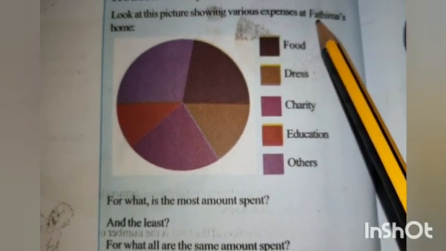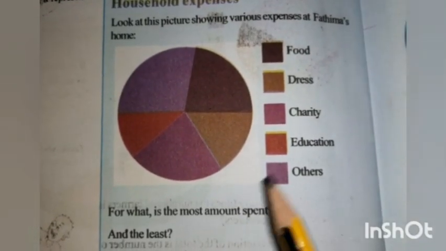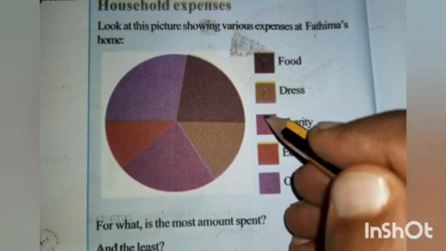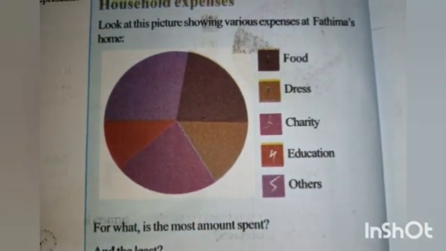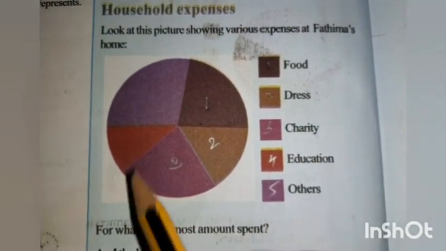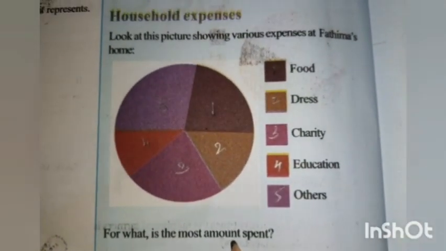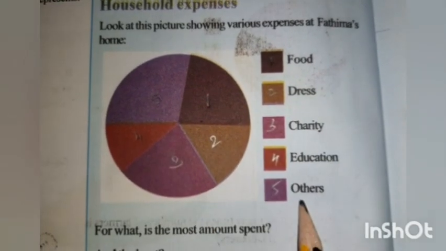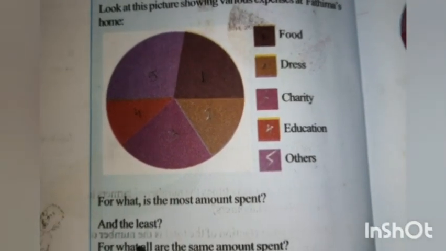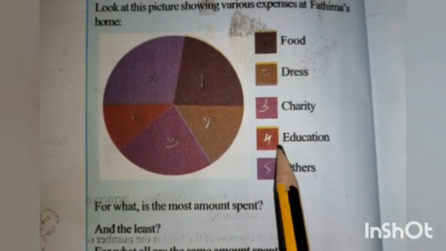Then, the most amount is spent on which one? You can consider these as 1, 2, 3, 4 and 5. So the most amount spent is what? Others. So the other expense was the most. Then the least expense is for education.